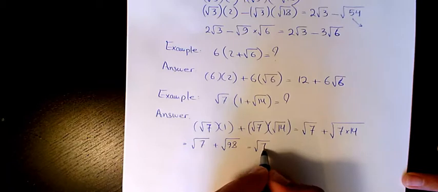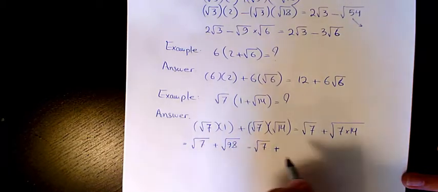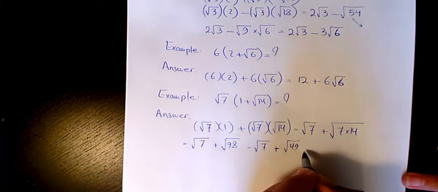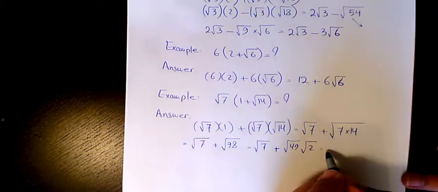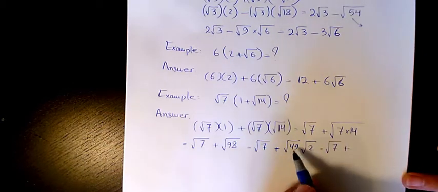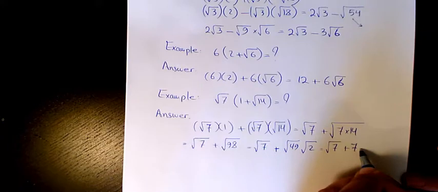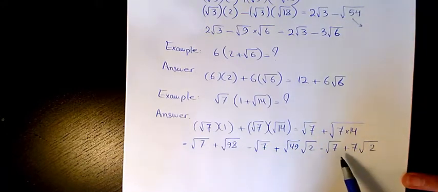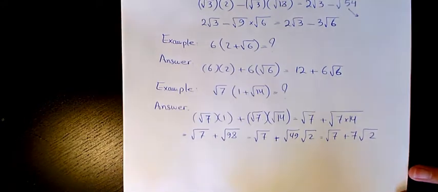So it's going to be root 7. 98 is 49 times 2. We have root 49 times square root of 2. It's going to be square root of 7. The square root of 49 is 7. And it's going to be root 7 plus 7 root 2.